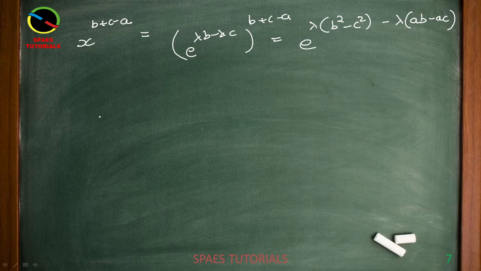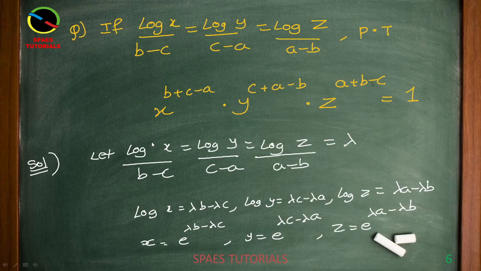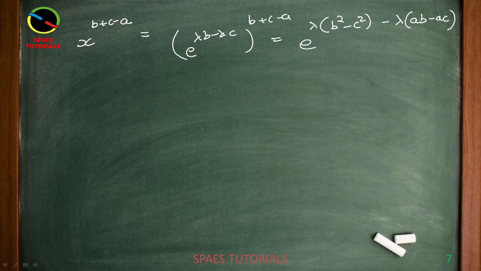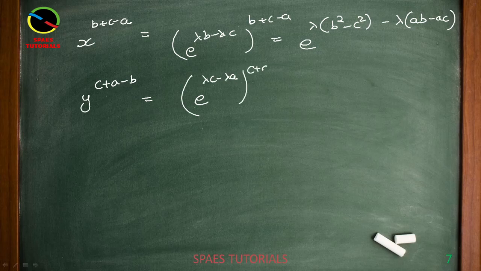Now second one, what we need is y power c plus a minus b. So we can write it as e power lambda c minus lambda a power c plus a minus b, that is equal to e power lambda into c square minus a square minus lambda into bc minus ab.